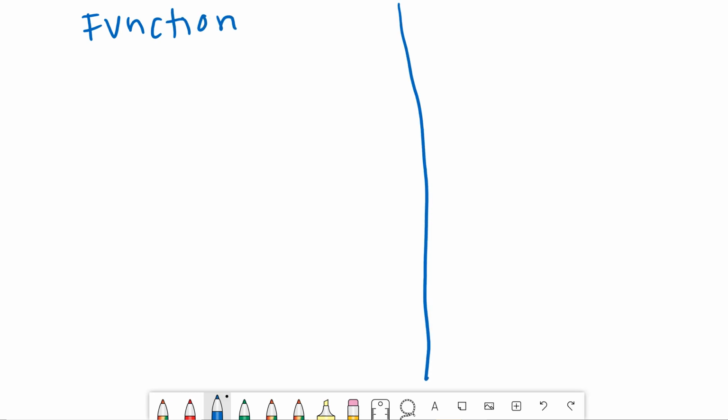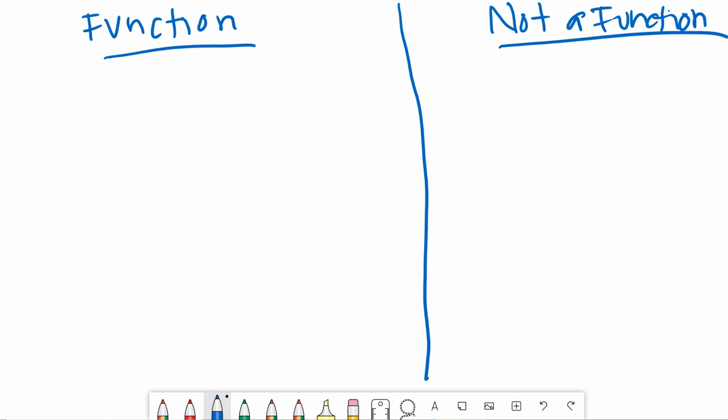So we're going to have, on one side, function, and on the other side, not a function. Now we're going to go into something called mapping. This is probably the first time you've seen a mapping.